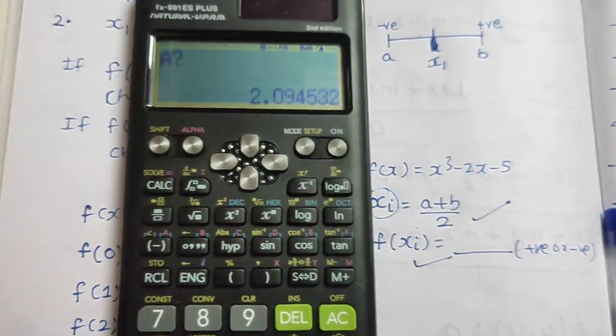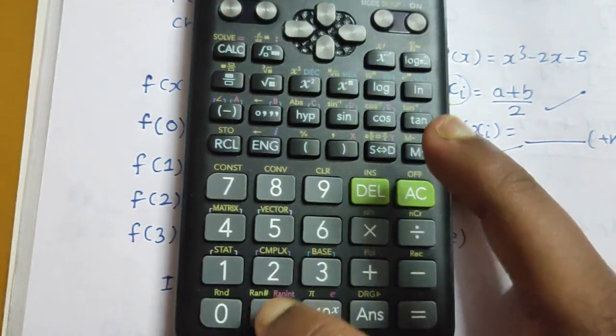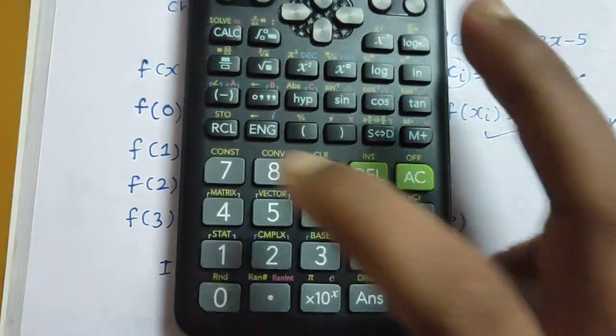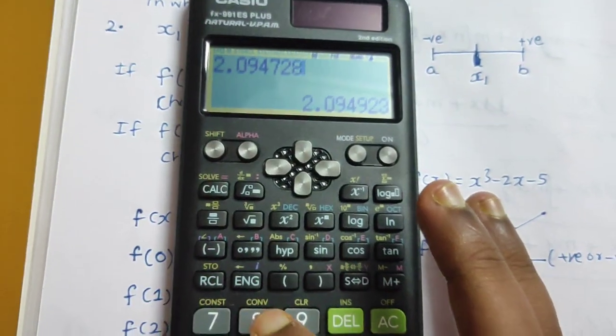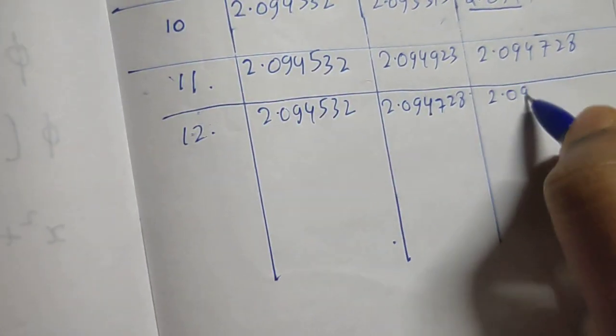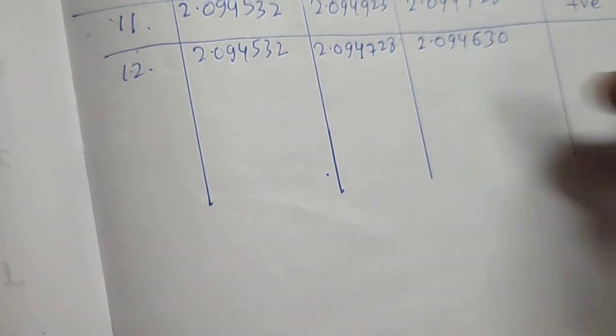A is the same, and your B is 2.094728, getting a C value as 2.094630. We are coming closer.